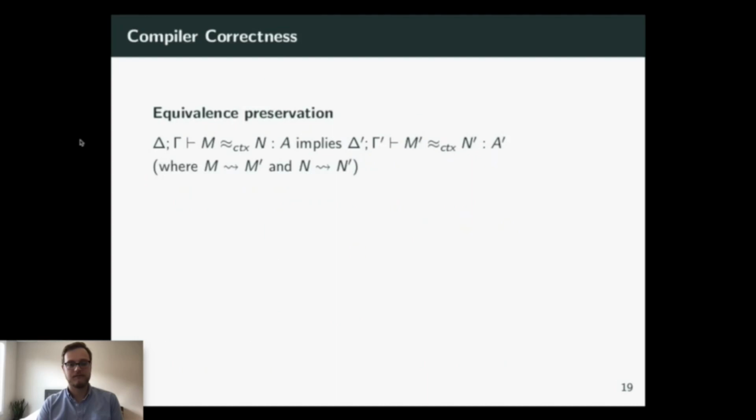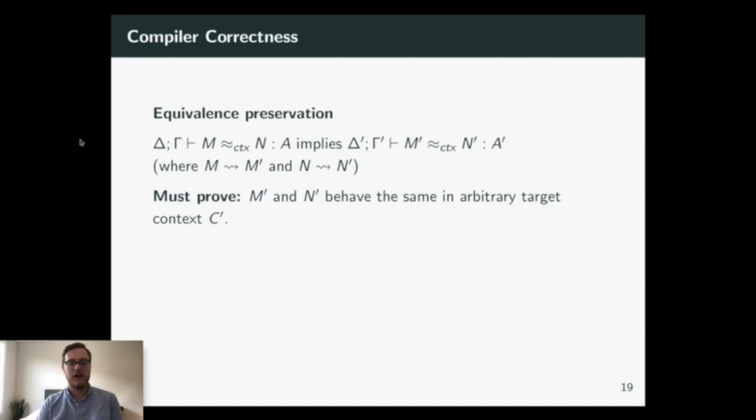Now that we've seen program equivalence, let's look at compiler correctness. One property you might want from your compiler is that it preserves all of the abstractions in the source language. To say this more precisely, you can say that if two terms in the source language are equivalent, then after you compile them, they should still be equivalent.